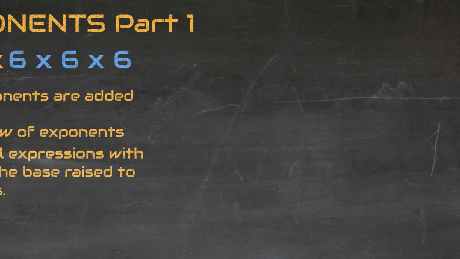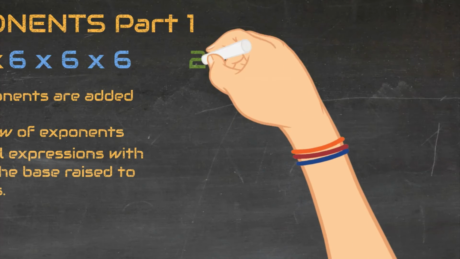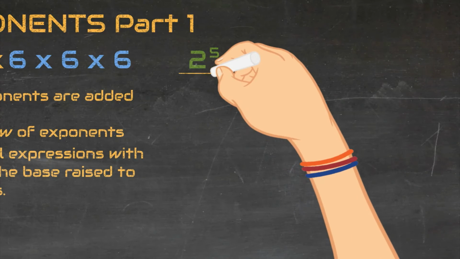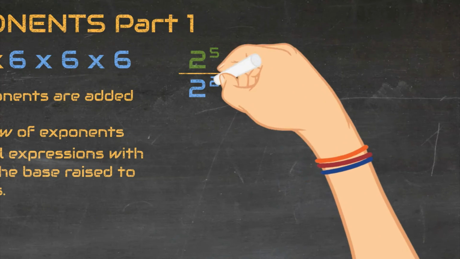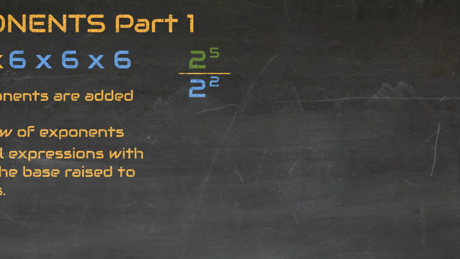What about if we have an expression like this one? 2 to the 5th power divided by 2 squared. By the way, this is another way of writing division. The expression on top is the dividend and the one below is the divisor. The division sign is represented by the bar, separating the dividend and the divisor. As you can see, the dividend and the divisor have the same base and the base is 2.